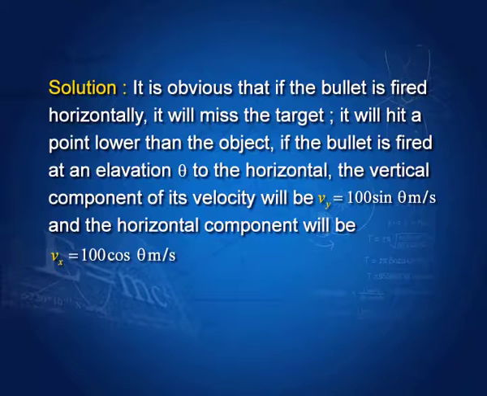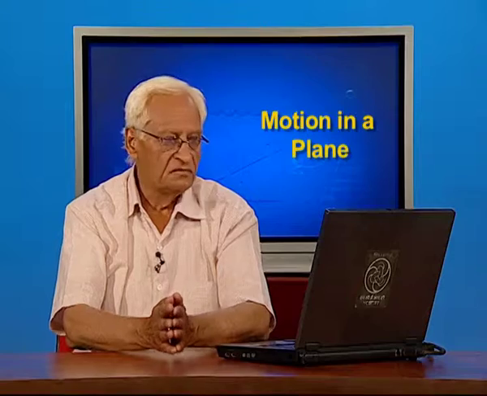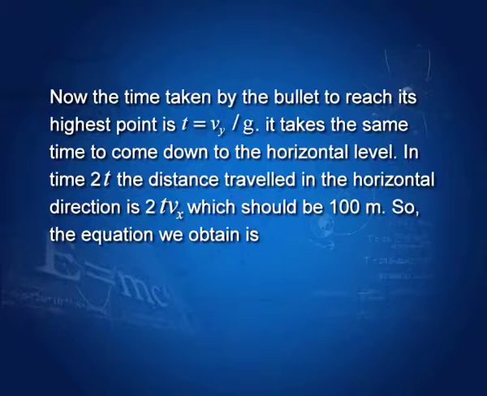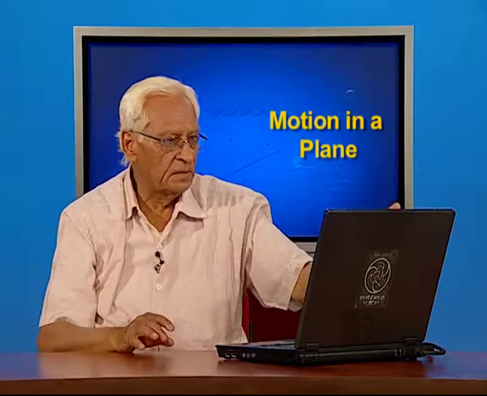If the bullet is fired at an elevation of theta to the horizontal, the vertical component of its velocity would be V y equal to 100 sin theta meters per second, and the horizontal component will be V x equal to 100 cos theta meters per second. Now, we know how far the target is. So, we know the range with this velocity, we find the range and then we will fit in with the equation to find theta. So, let us go step by step.